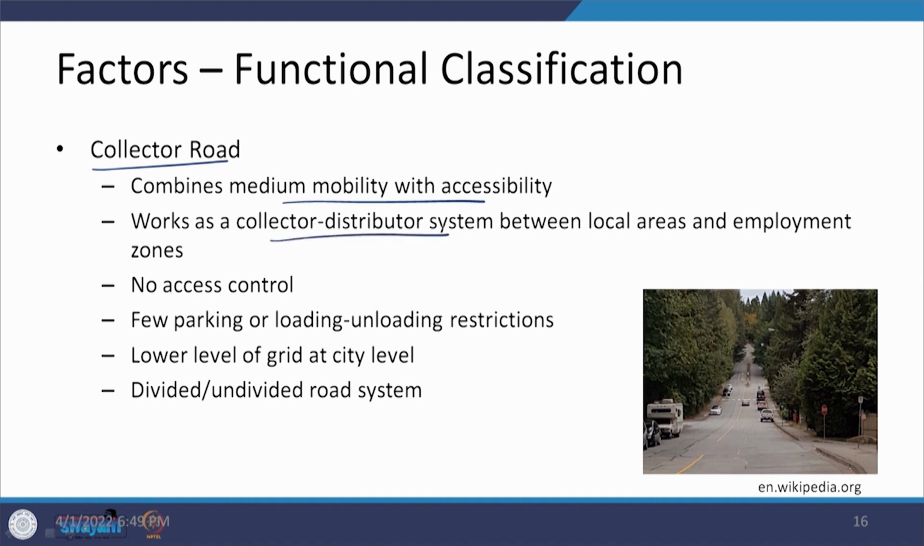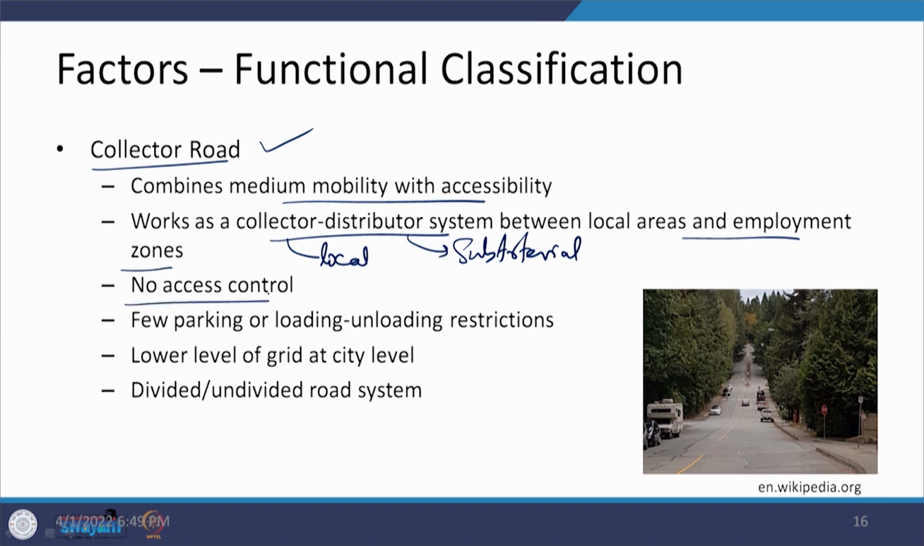Collector distributor system means it is collecting from the local area and it is distributing to the sub arterial, and that is what we talked in the case of subarterial, that it is also taking the traffic from the distributing system, and this distributing system is coming from these collector routes. It is also going to create a connectivity between the areas where the employment zones are there. So, that sort of connectivity is probably also going to be there.